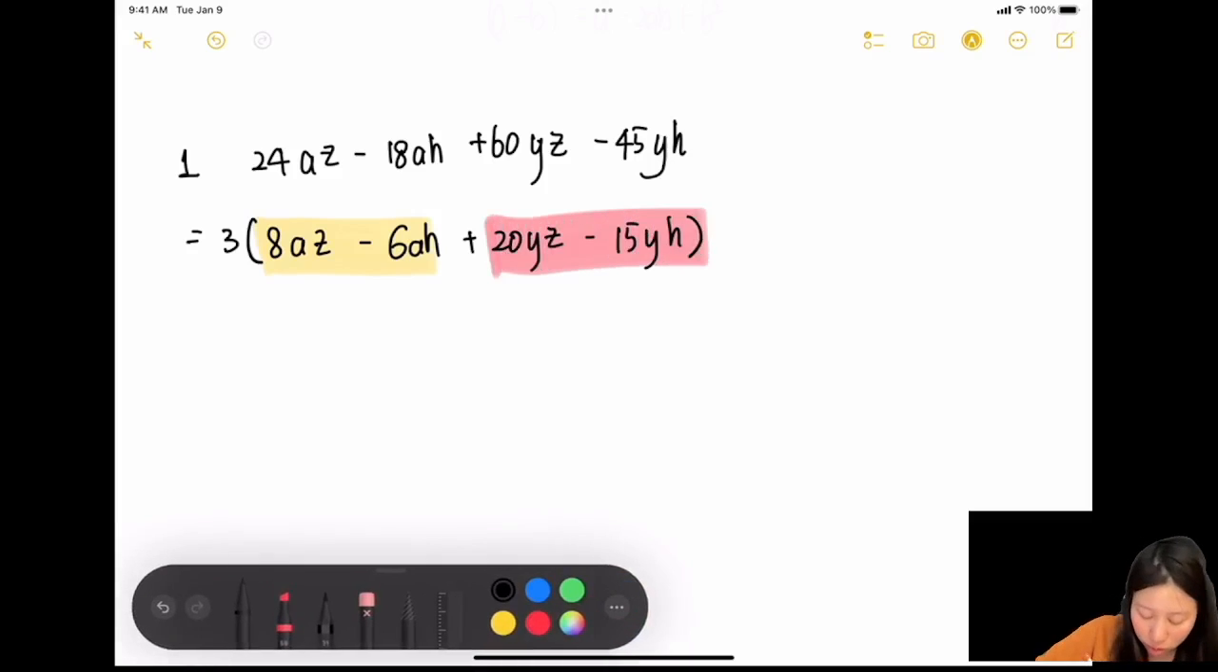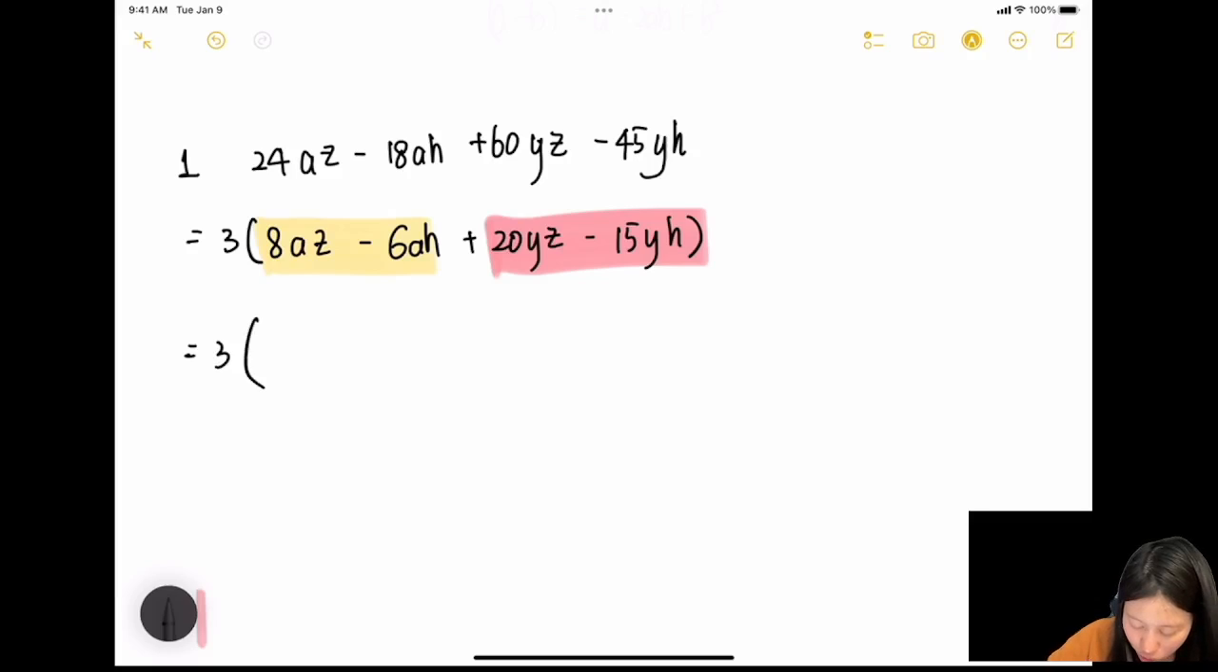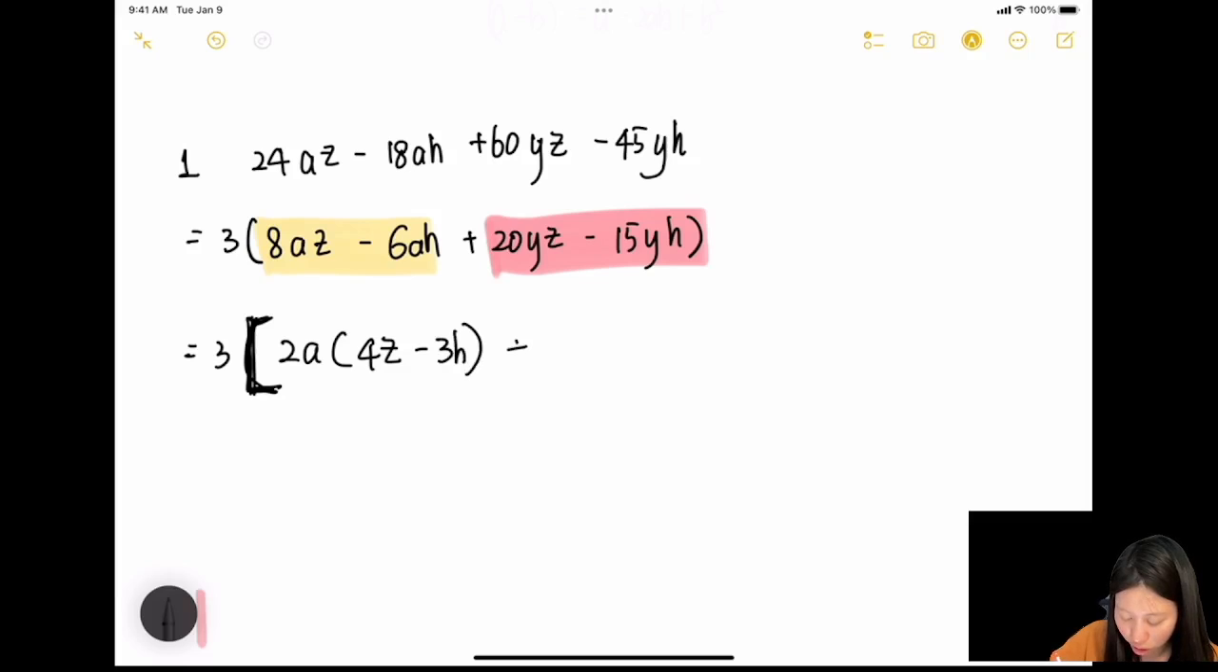Let's see what happens. So with the first 2 terms, what do they have in common? So let me put a bracket. They have 2 and a in common. So we have 4z left and 3h left. Okay, so for the red highlighted part, we have a 20 and 15. So the common factor should be 5, and then yz and yh, common would be y. So what's left? We have 4z minus 3h.